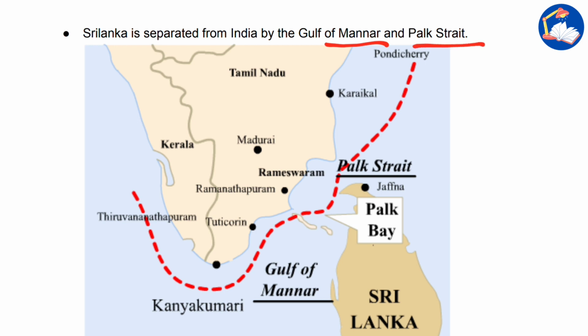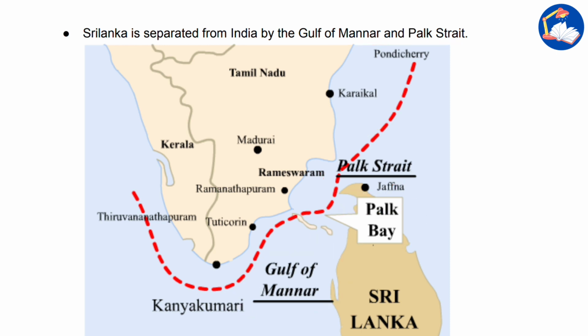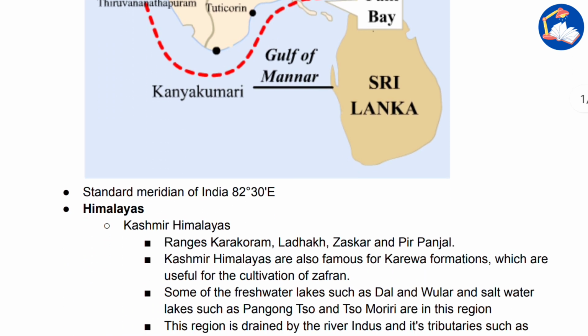Strait. So in the map, the area is called Palk Strait and the Gulf of Mannar is over here. So this region is Palk Bay also. Okay, and going down, the standard meridian of India is 82 degrees 30 minutes east.